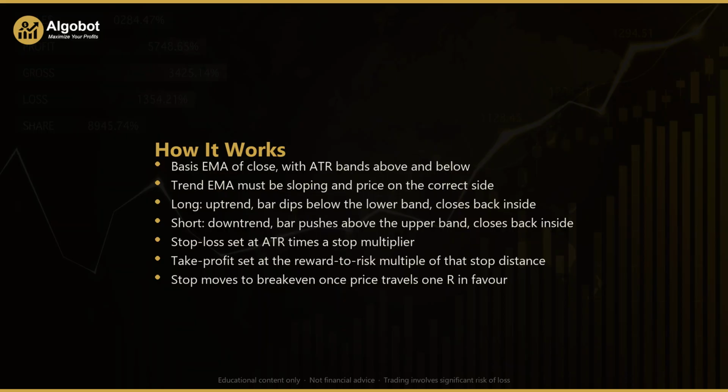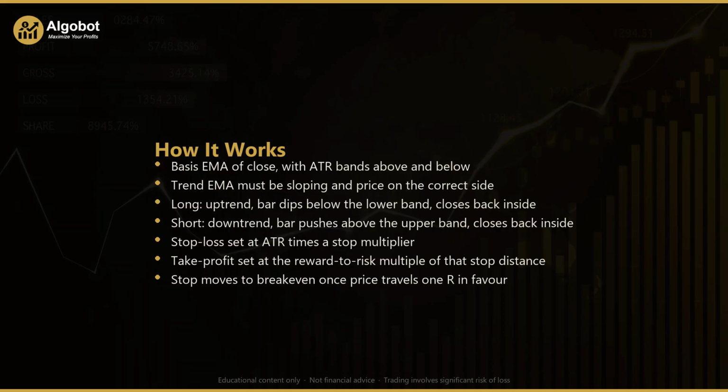Risk is defined the moment a position opens. The stop distance is the average true range multiplied by a stop multiplier, which defaults to 1.5. For a long, the stop sits below the entry by that distance, and for a short it sits above. The take profit is then placed at the reward-to-risk multiple of that same stop distance. With the default reward-to-risk of 1.5, the profit target is 1.5 times as far away as the stop.